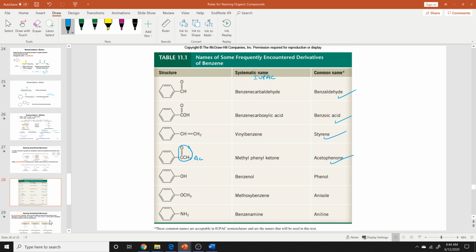This is going to be phenol. You don't have to know the IUPAC name for it. This is going to be methoxybenzene. The common name is anisole, and the common name for this structure is aniline.